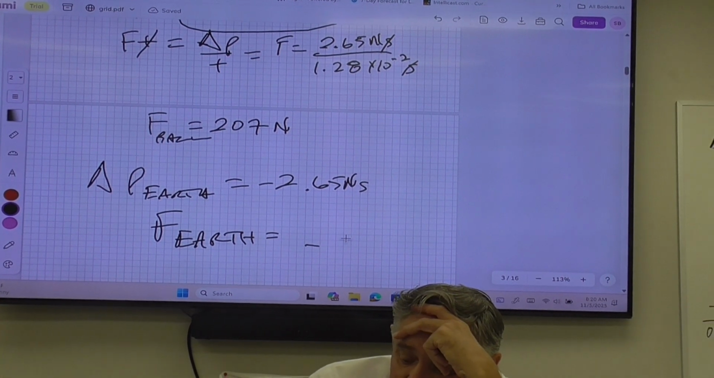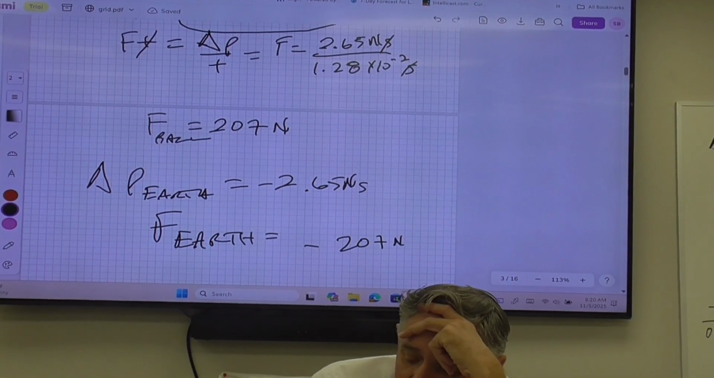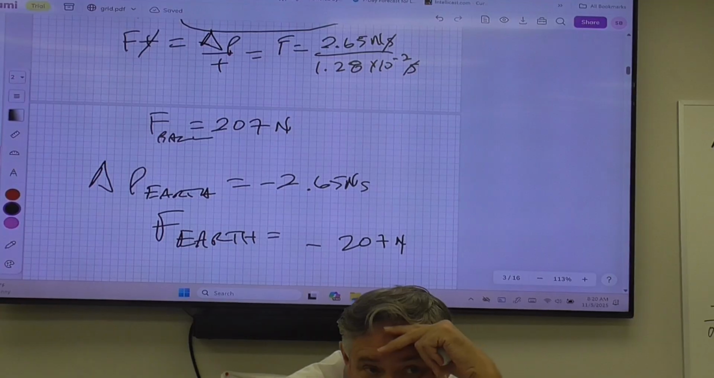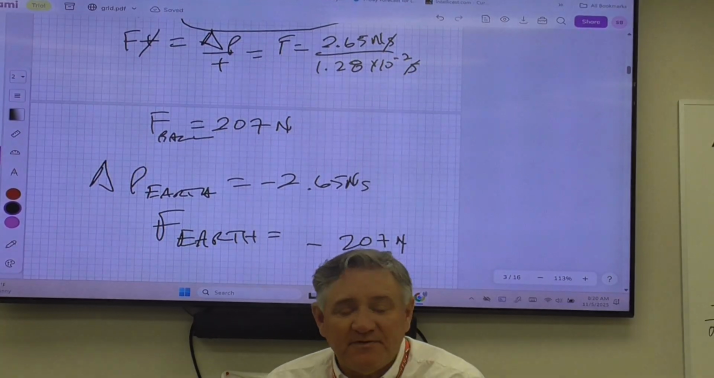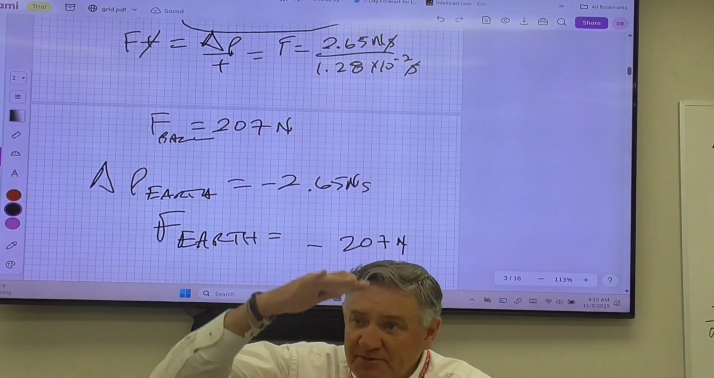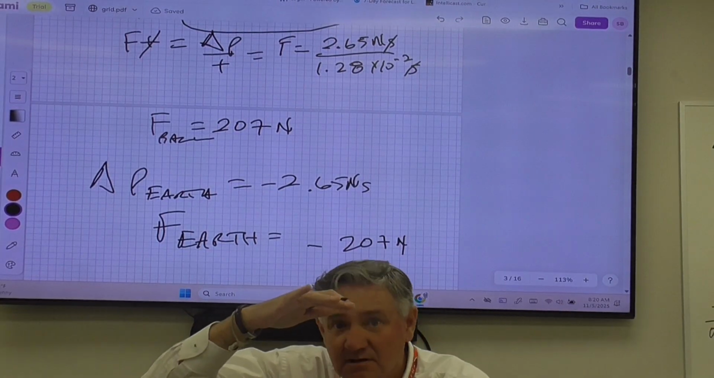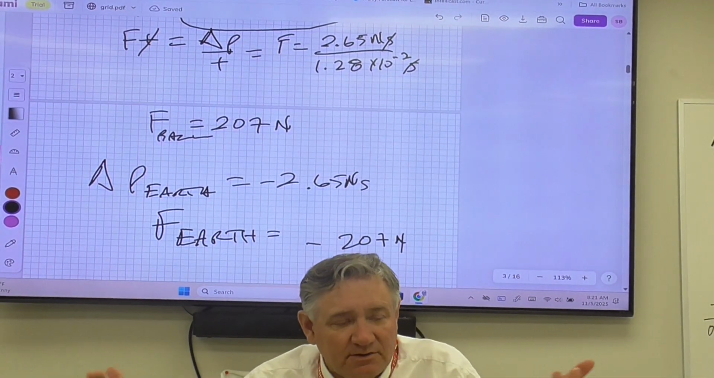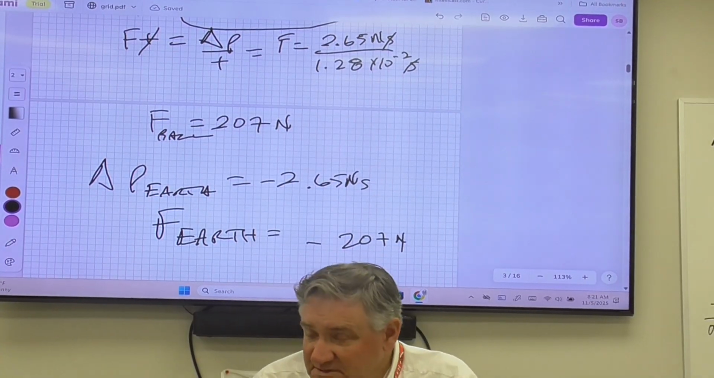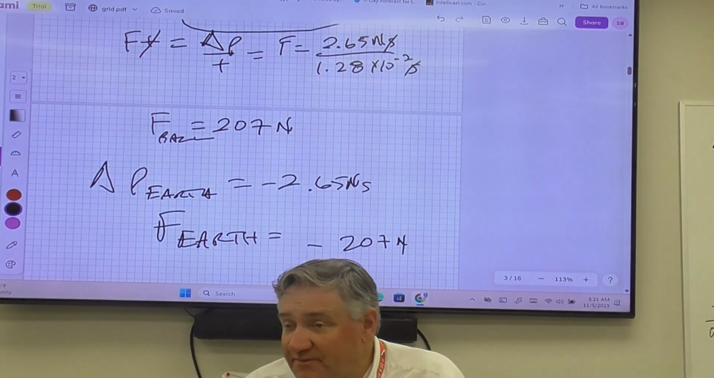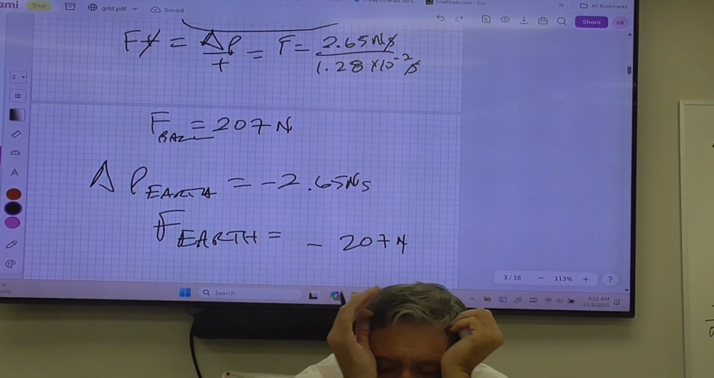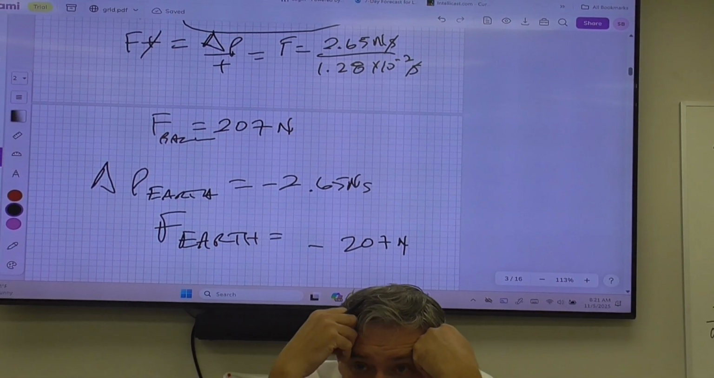Negative 207. Why? Because it's equal but opposite. What's Newton's third law? If the Earth exerts an upward force of 207 newtons, by Newton's third law, the force exerted in the opposite direction has to be the same value but negative. Can I find the acceleration of the ball?